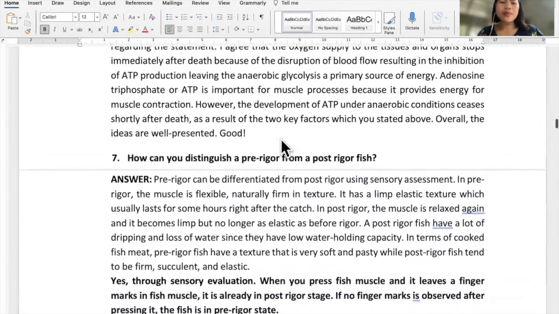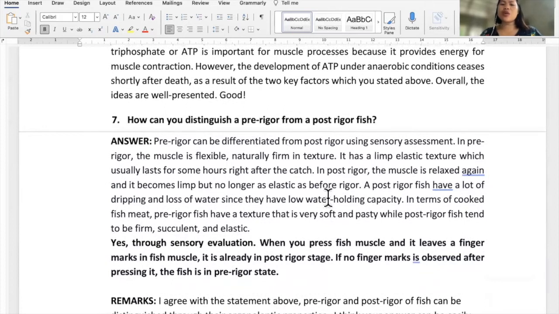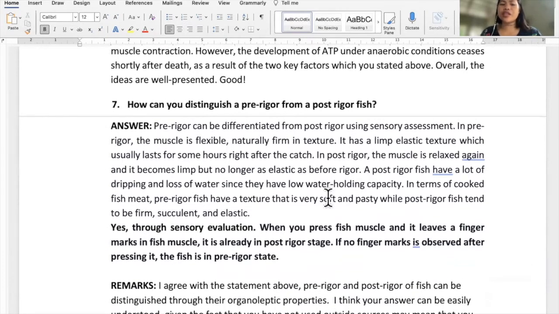Okay? Number 7, how can you distinguish a pre-rigor from a post-rigor fish? So correct, it is through sensory evaluation. These ones, I already commented on.